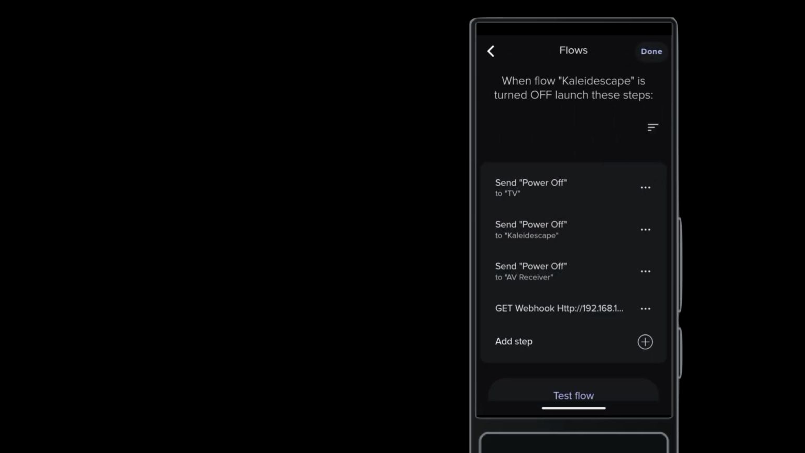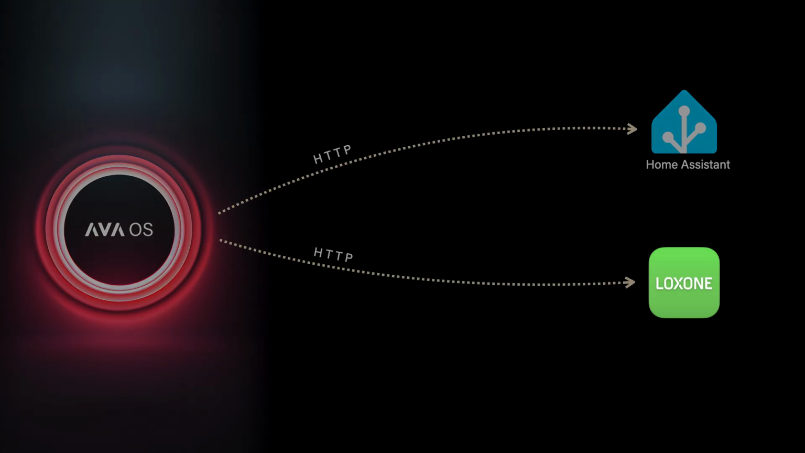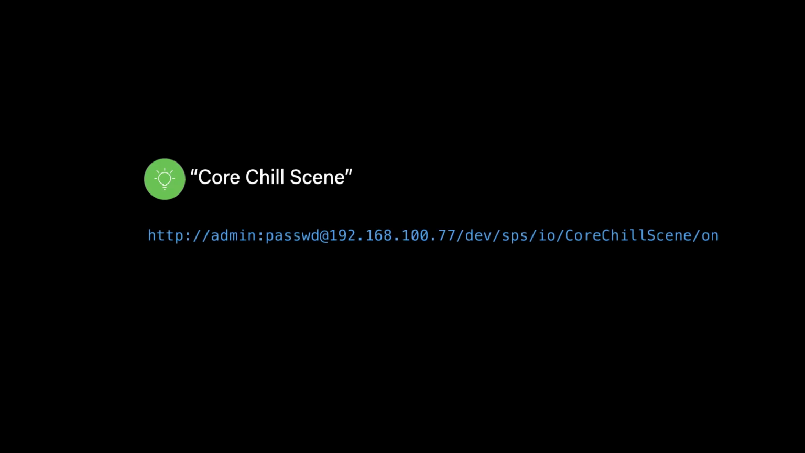Alright, here's another cool example with a couple little tweaks to it. Home Assistant and LockZone also expose webhooks. And this lets you send commands from AVA OS to these other platforms. LockZone lets you set up webhooks to command just about everything in a LockZone system. So a lighting scene called something like Core Chill Scene might have a URL like this.